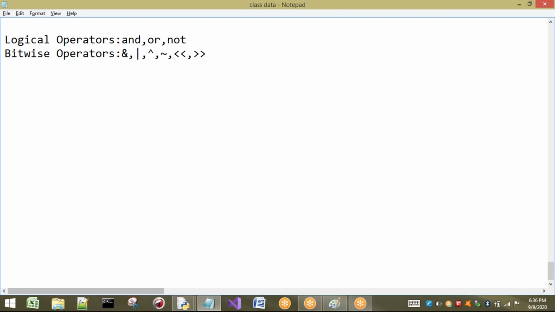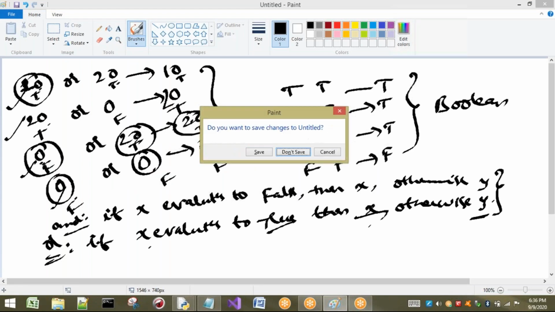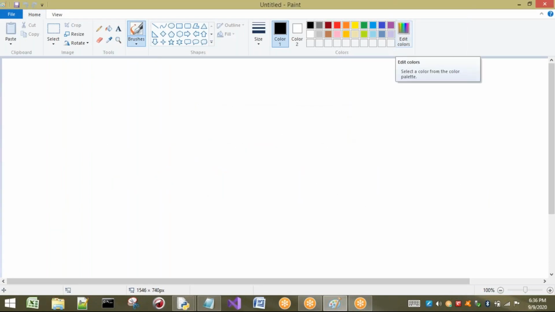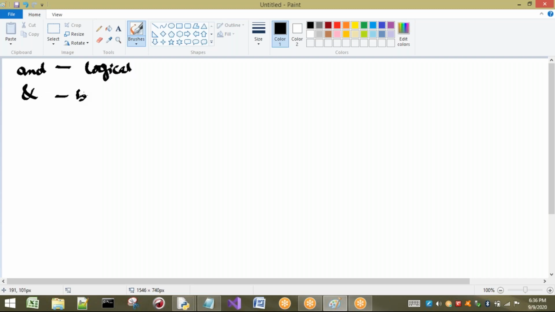First one is bitwise and. Second one is bitwise or. Third one is bitwise XOR. Next one is complement. Next one is bitwise left shift. Next one is bitwise right shift. So now we are going to see in detail about these operators with examples. Right. So the first one we have to see is the and operation. The and operator. So you have to observe, this and is called a logical and. But if you consider this and, this is called bitwise and.